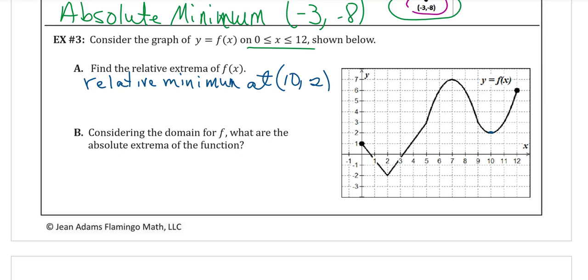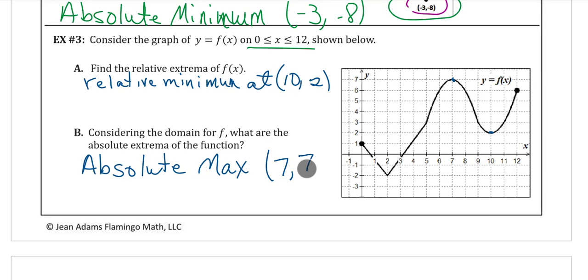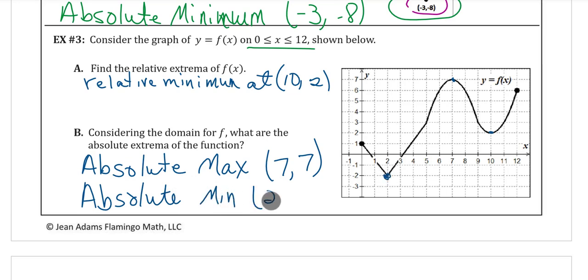Okay, and then I have an absolute maximum, because this is definitely the highest point between 0 and 12. And that is at (7, 7). And then I also have an absolute minimum, and that is here at that cusp. And that is at (2, -2).